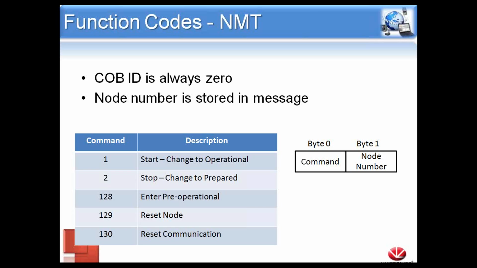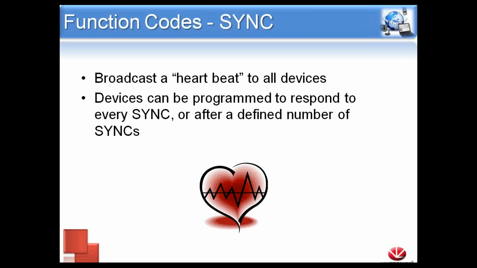If I put in any set points or any custom values into the device, they're all going to go back to their factory defaults. The second, command 130, is only going to reset those variables that are needed for communication. So if I set the baud rate on the device or perhaps I change the node number, reset communication will only reset those values.